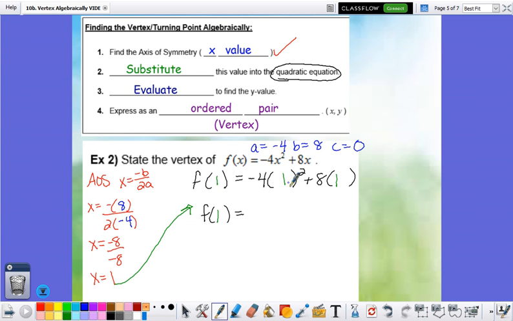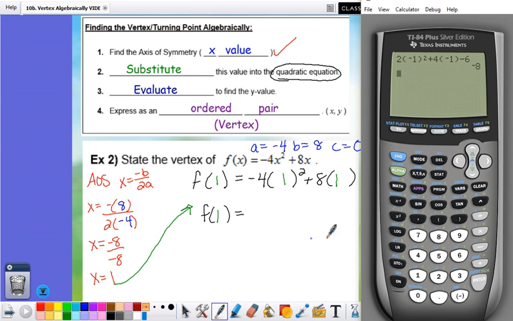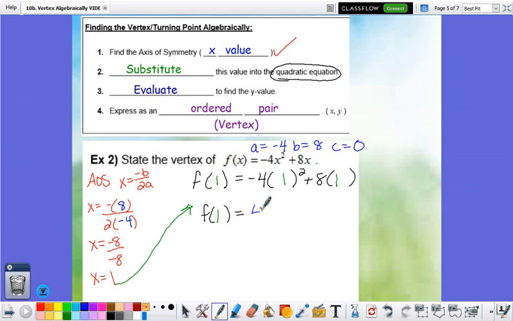So let's determine it. We want to know what -4 times (1 squared) plus 8 times 1 will give us. We end up with 4. So if I combine my input, so we've substituted and evaluated, I get my input and my output. My vertex this time is located at (1, 4).